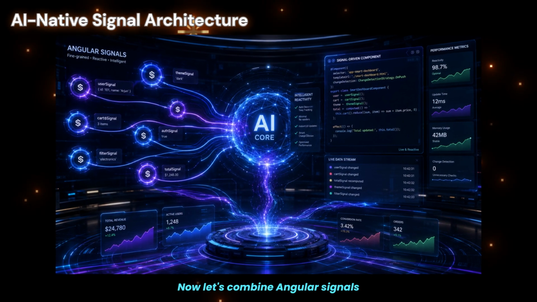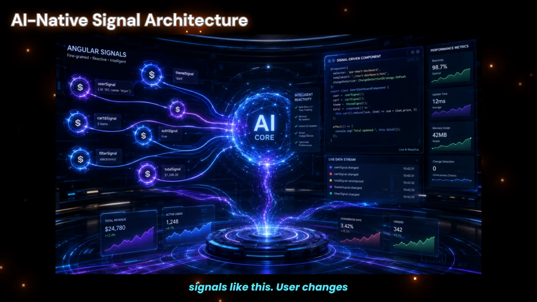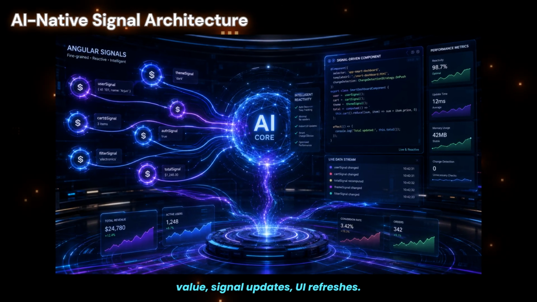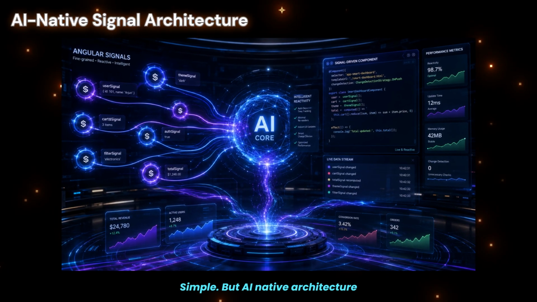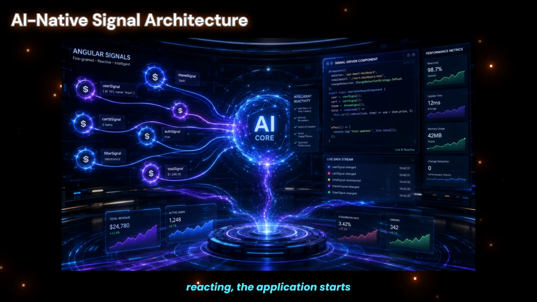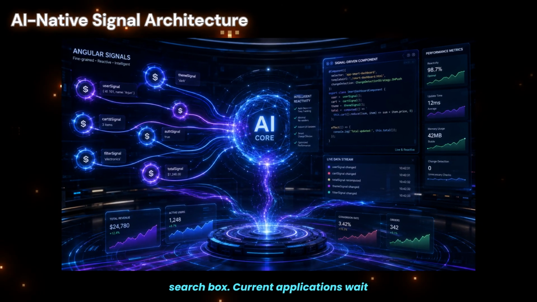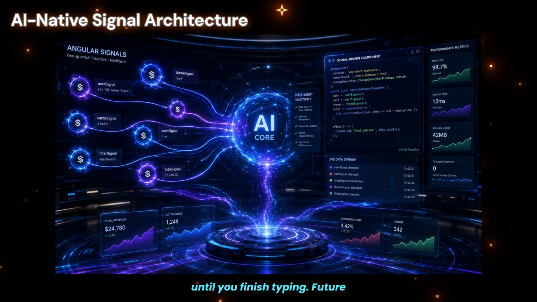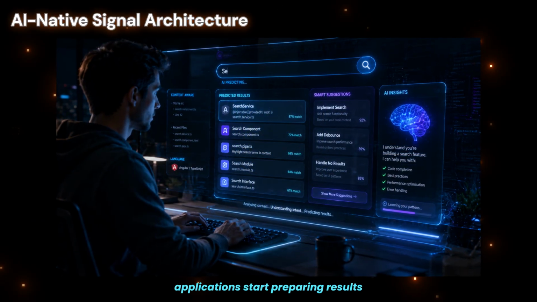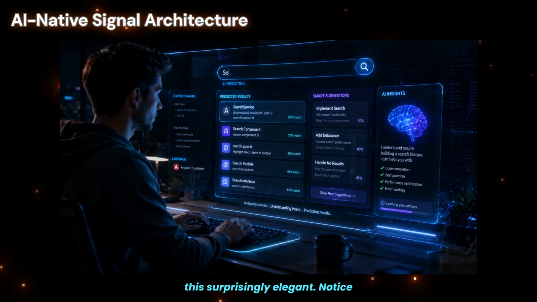Now let's combine Angular signals with AI. Most developers use signals like this. User changes value, signal updates, UI refreshes. Simple. But AI native architecture introduces prediction. Instead of reacting, the application starts anticipating. Imagine typing inside a search box. Current applications wait until you finish typing. Future applications start preparing results before you're done. Angular signals make this surprisingly elegant.